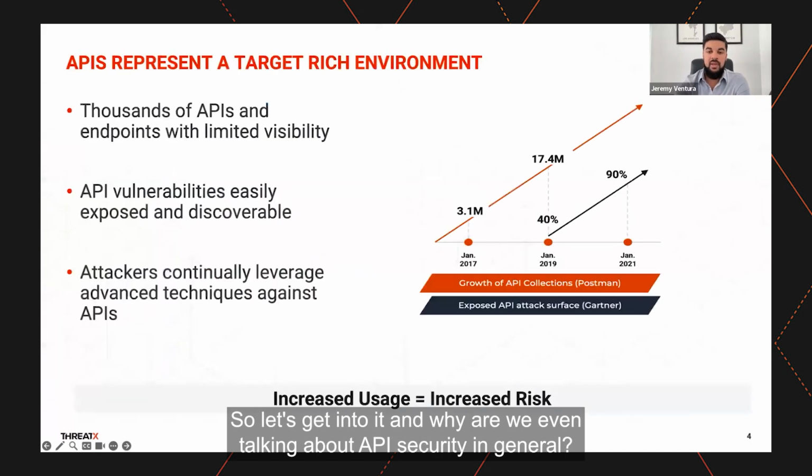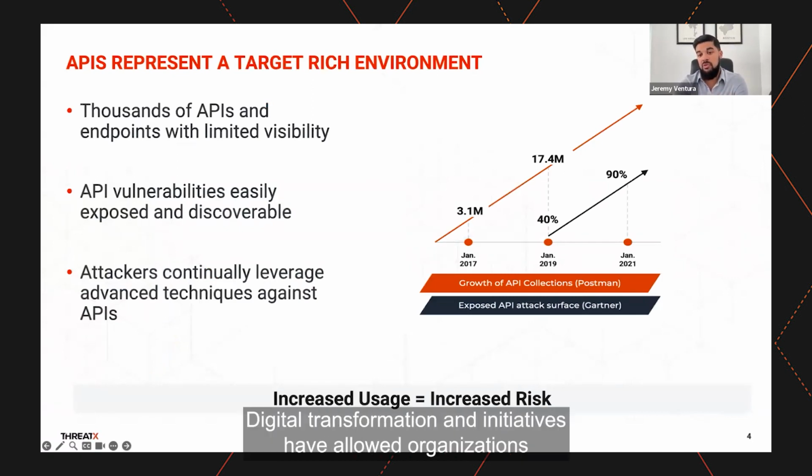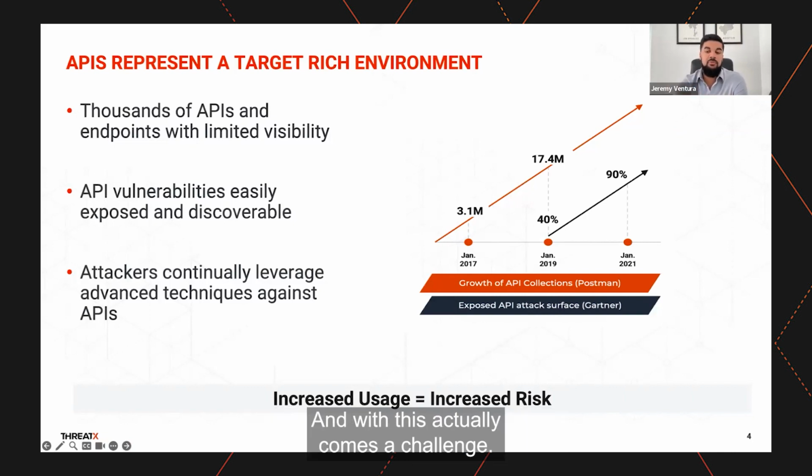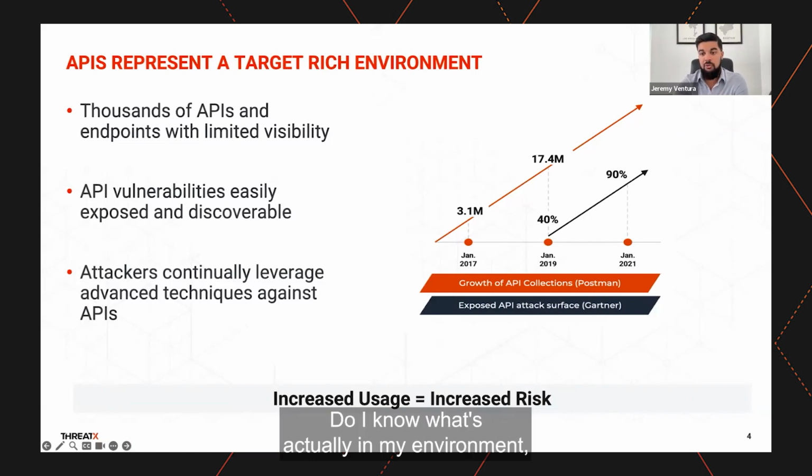And why are we even talking about API security in general? Well, as we know, almost every modern application uses an API or is actually an API itself. Digital transformation initiatives have allowed organizations to develop faster and faster, which allows them to connect to other internal and external tools. And with this actually comes a challenge. APIs are becoming more targeted and more vulnerable than ever. And really the issue, in my opinion, starts with visibility first and foremost. Do I know what's actually in my environment, who owns it, and what's the intention of that API?